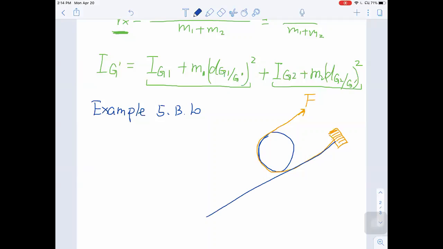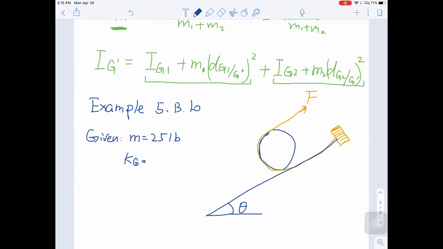And the disk is resting on this slope with the angle theta. So what are the givens? We do know the mass. Mass equals 25 pounds for the disk. And we know the radius of gyration, k_G, is 4 inches.